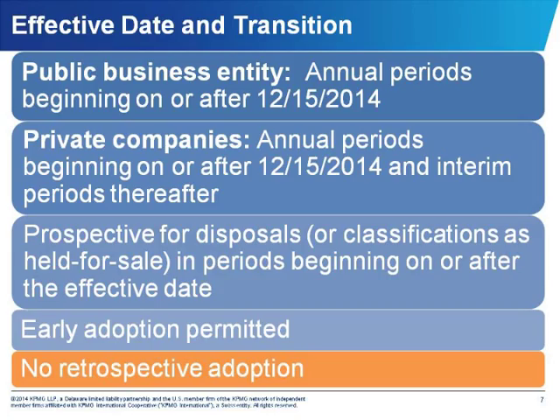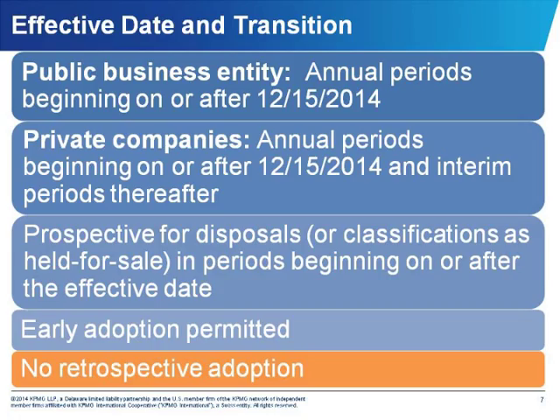Sure. The ASU is effective prospectively for new disposals on or after December 15, 2014. There's a little difference between non-public and public. The key thing is that early adoption is permitted, but you cannot retrospectively apply it for any disposals before certain periods. Right.